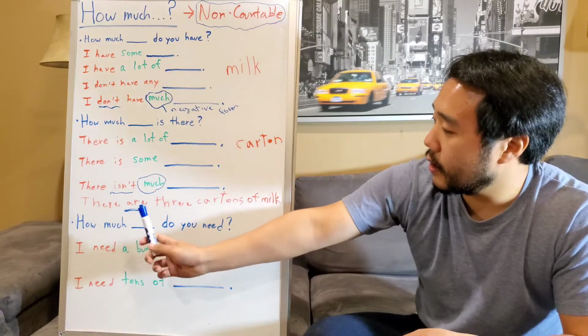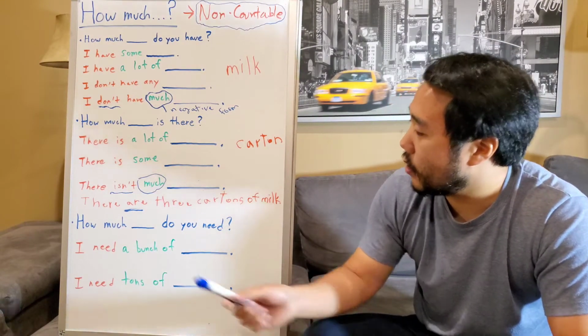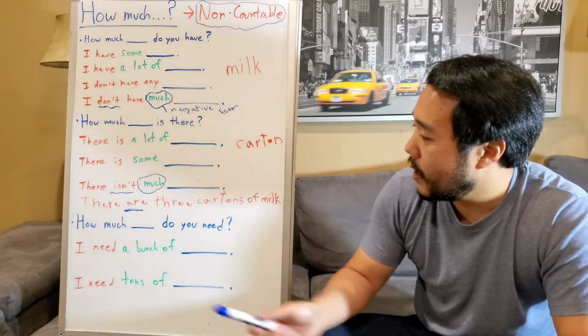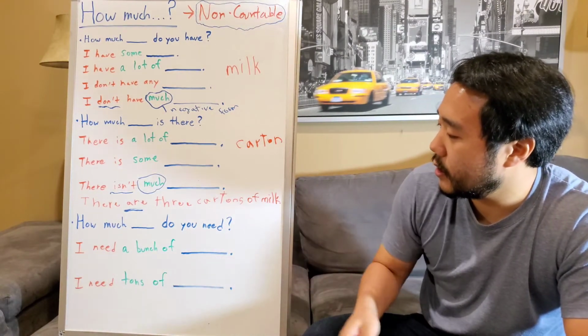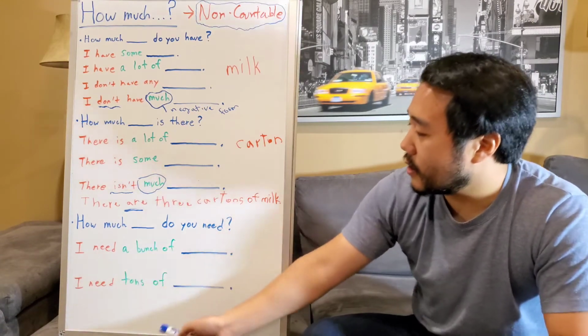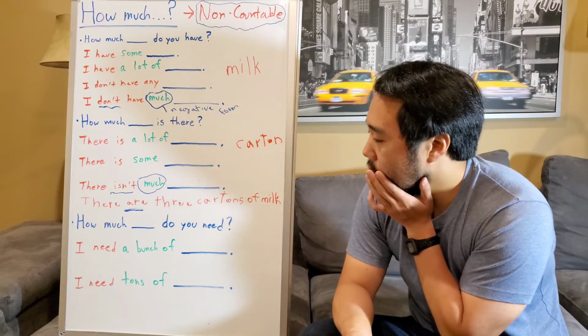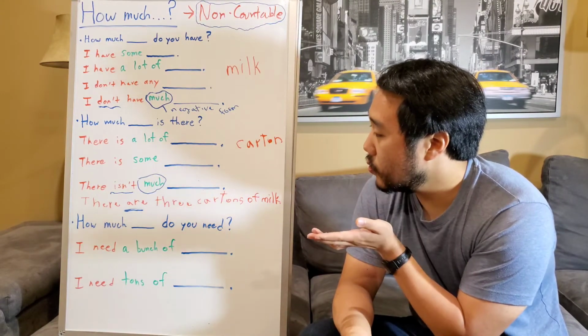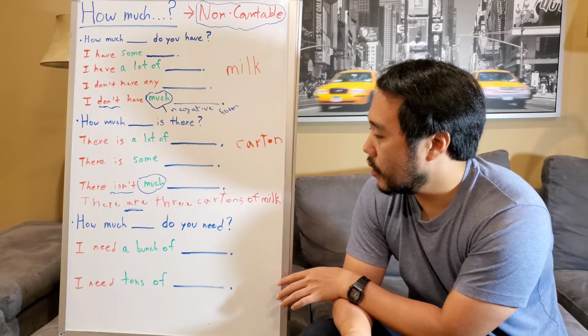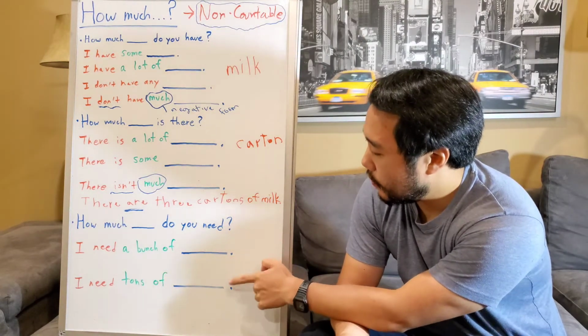Now, last question. How much blank do you need? So how much milk do you need? I need a bunch of milk. I need tons of milk. So this is a different quantifier. Here we can use, and here it's just going to be milk and milk.